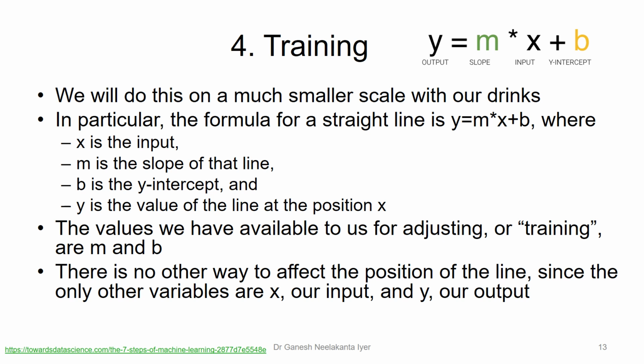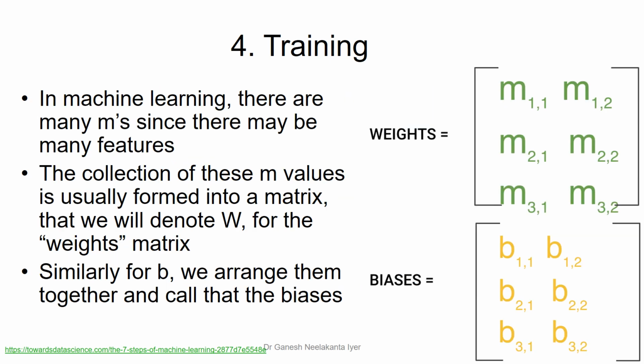The values we have available for adjusting or training are m and b, where x is already given, and y is something we want to obtain as an output. By modifying m and b, can we get an answer y which is as close as possible to the data that we already have in our training output? In machine learning, there are many m's since there may be many features. The collection of these m values is usually formed into a matrix that we denote as the weight matrix W. Similarly for b, there will be multiple biases. We arrange them together and call it the bias matrix.